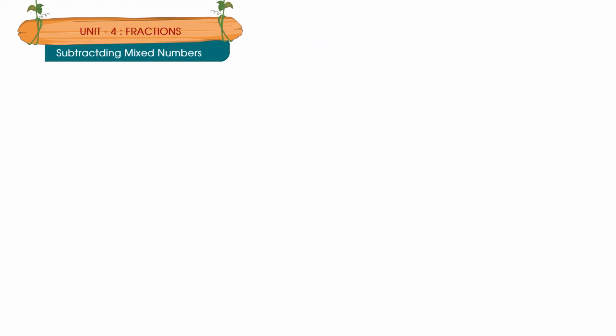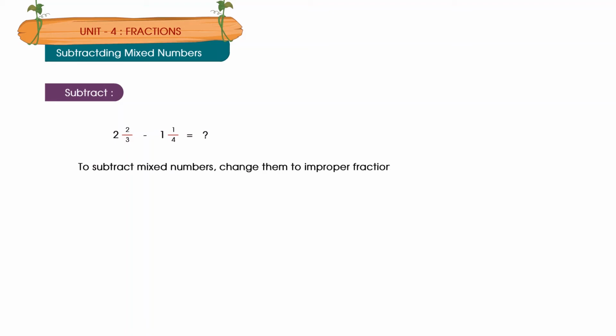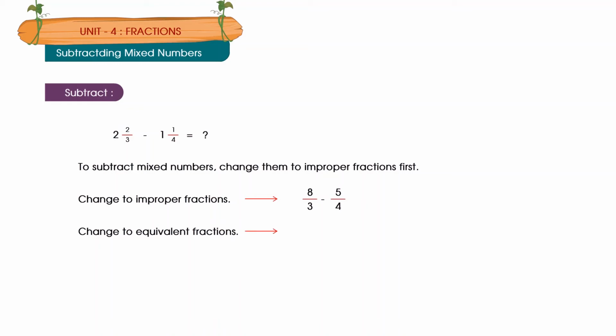Subtracting mixed numbers. Subtract: 2 2/3 minus 1 1/4 is equal to how much? To subtract mixed numbers, change them to improper fractions first. Change to improper fractions: 8/3 minus 5/4. Change to equivalent fractions: 32/12 minus 15/12 is equal to 17/12.